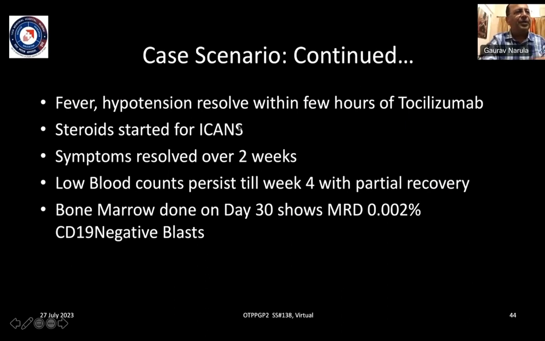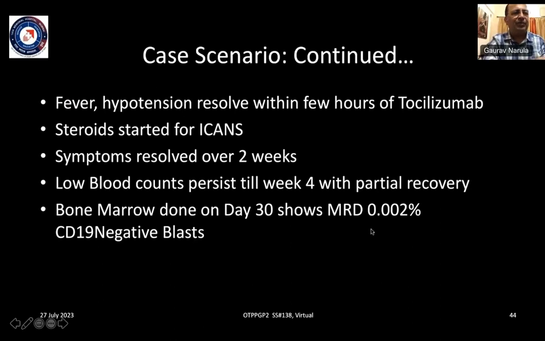So coming back to our patient, the fever and hypertension resolve. Steroids are started for neurotoxicity. That also recovers in 2 weeks. Low blood counts persist, but by the 4th week, they start recovering. And then when we do the bone marrow on day 30, it shows that the patient is in remission. MRD is technically negative, but a low level of 0.002% is still detectable.